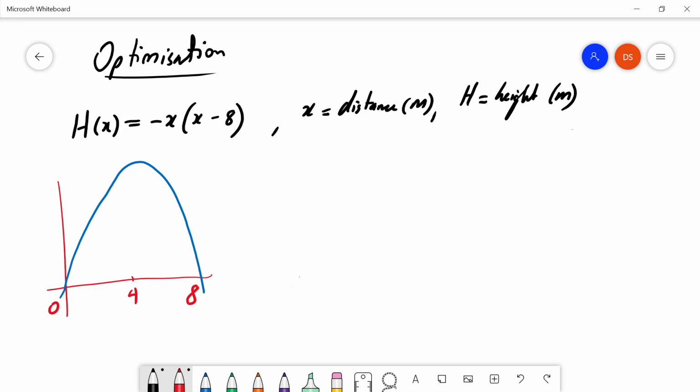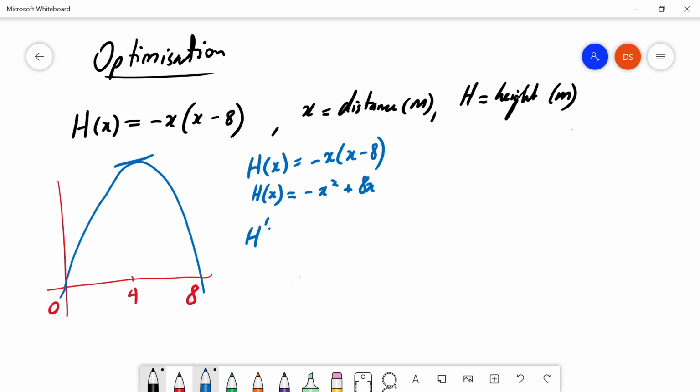So how do we do that? Well, we take our function and we expand. So that's negative x squared plus 8x. And so once we've expanded, we need to find when the gradient is 0. So we differentiate. So we multiply by the power, take 1 off the power, multiply by the power, take 1 off the power. And so I want to set that equal to 0 and solve for x.